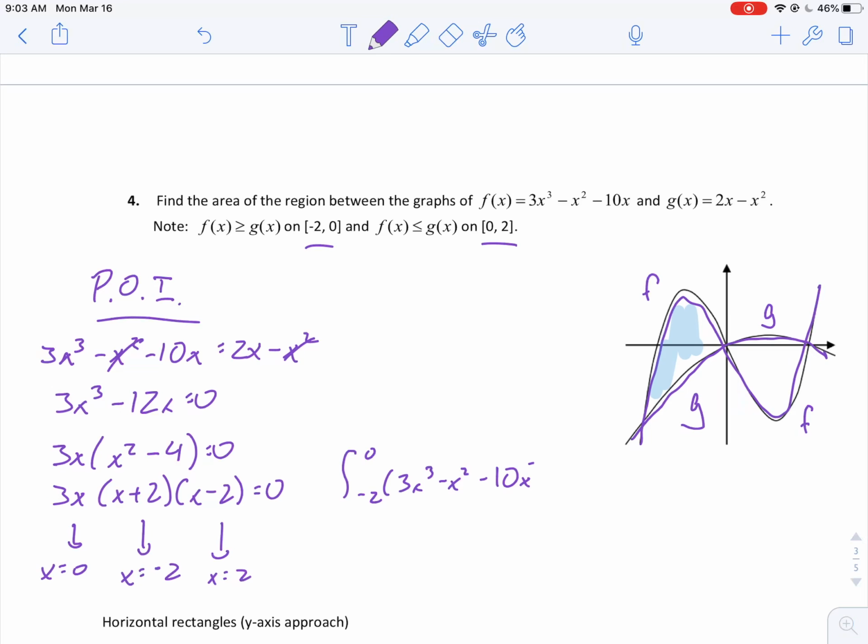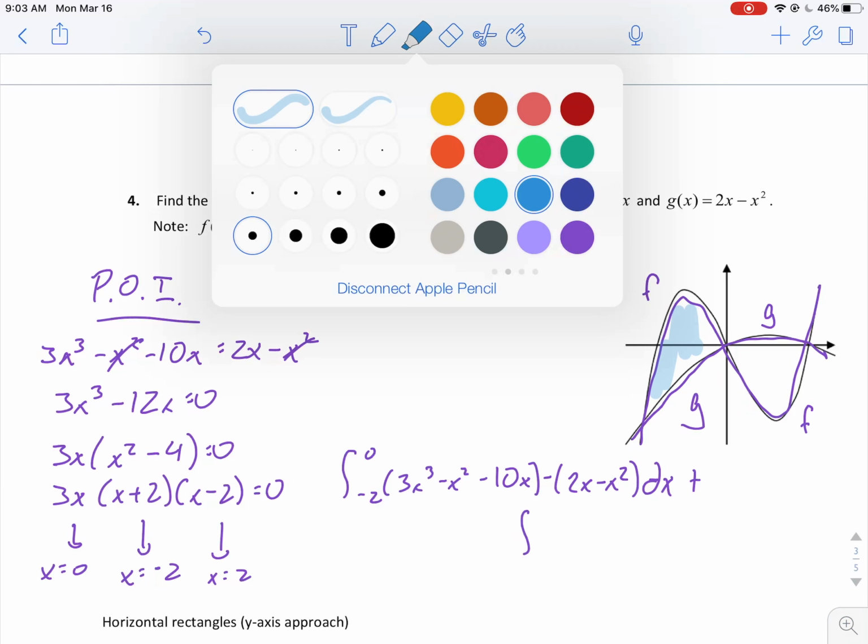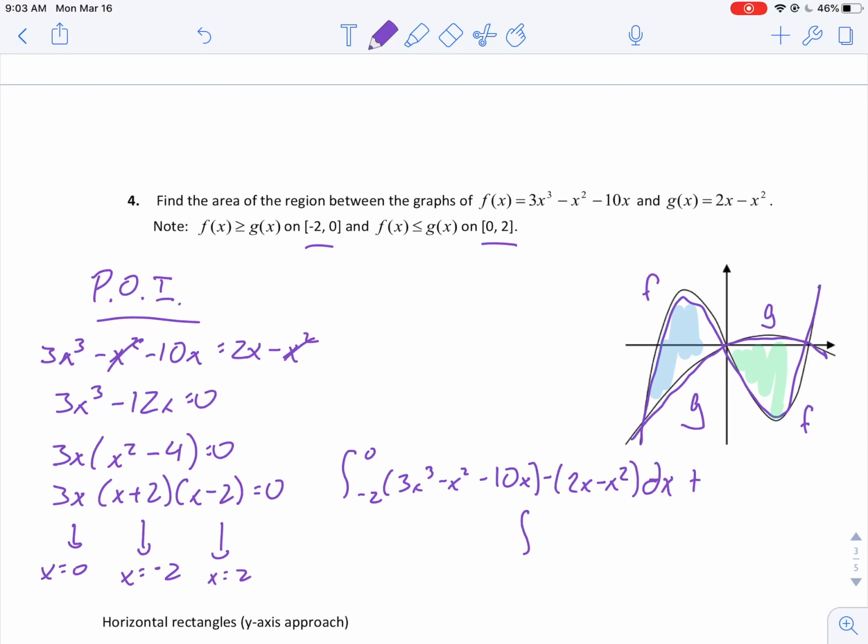Minus my bottom function, which is 2x minus x squared. Now I'm going to add that dx plus the integral for this second region. g of x is on top. Now my bounds are 0 to +2. My top function now is 2x minus x squared minus f of x, which is 3x cubed minus x squared minus 10x.